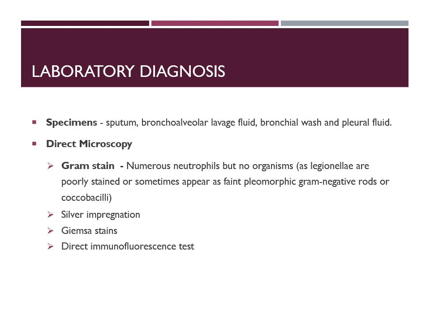First is direct microscopy. We can go for the gram stain. When we do the gram stain, we find lots of neutrophils but no organism, because it is a poorly gram-staining organism. So that can be a clue that lots of pus cells are there. Other options are Giemsa staining, silver impregnation or the direct immunofluorescence test.